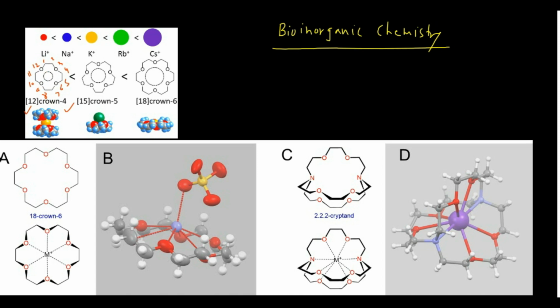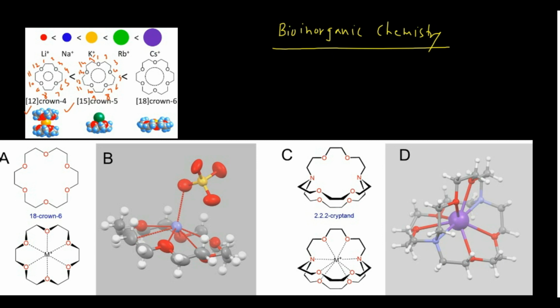Now if you see this one, 15 is there. You can do it on your own. Say 1, 2, 3, 4, 5, 6, 7, 8, 9, 10, 11, 12, 13, 14, 15. So it is 15 crown 5 because 5 oxygens are there: 1, 2, 3, 4, 5. So these are the crowns. Similarly, you can do this for 18 crown 6 also.